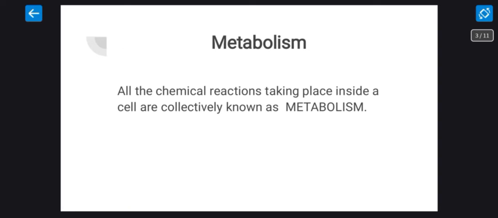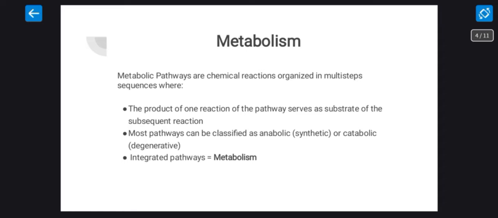First of all, let's see what metabolism is. All the chemical reactions taking place inside a cell are collectively known as metabolism. Metabolic pathways are chemical reactions organized in multi-step sequences where the product of one reaction of the pathway serves as substrate of the subsequent reaction. Most pathways can be classified as anabolic, that is synthetic, or catabolic, that is degradative. Integrated pathways are known as metabolism in short.